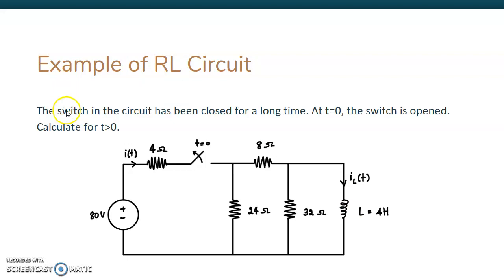Suppose the switch in the circuit has been closed for a long time, and at t equal to 0, the switch will be opened. Now let's say that we want to calculate the current flow when t is more than 0. Over here, we want to calculate the current flow iL(t).